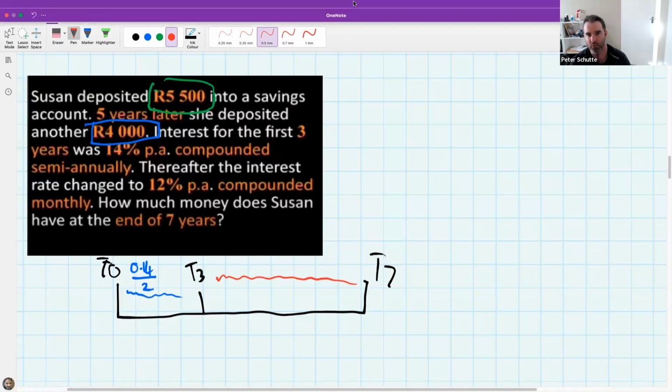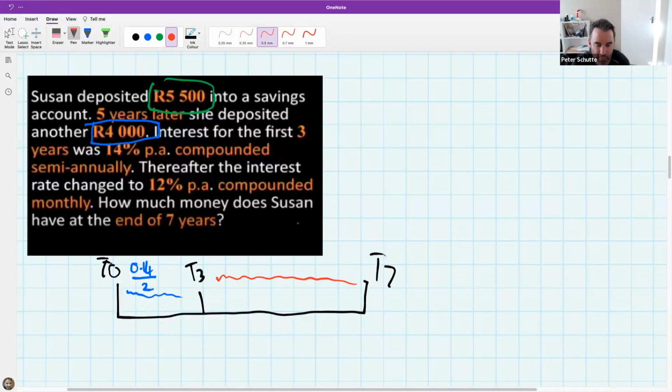You're going to love this question when I show you the answer. I promise you'll be like, oh my gosh, this is why maths is so beautiful. It just handles it so efficiently. So it changes to 12% divided by 12 because it's monthly.